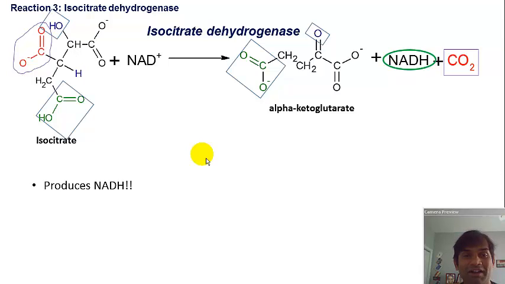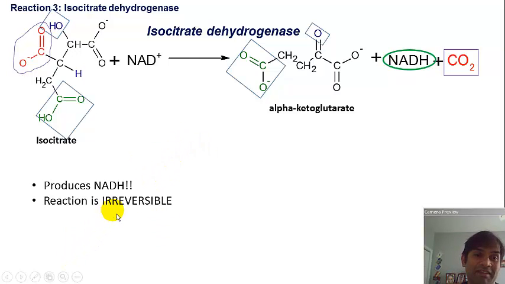One good thing about this reaction is that it produces NADH. That's something you really want to consider as being favorable towards the cell, something that contributes towards the reducing equivalent pool inside the cell. The reaction is irreversible. It goes in one direction. So that could be a site for regulation. And this is an oxidative decarboxylation reaction.